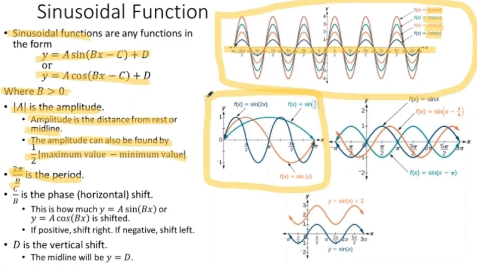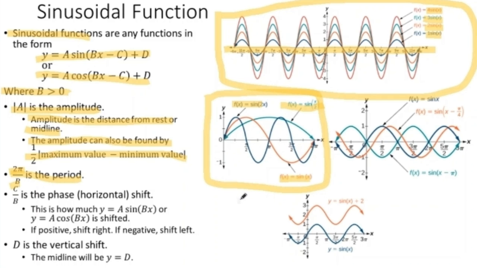If we look at the figure that I'm now circling in yellow, we can see the graph of f of x equals sine of 2x, f of x equals sine x, and f of x equals sine of x over 2. If b gets larger and larger, that's going to cause our period to shrink. So notice how the graph of sine of 2x has more oscillation within the same window compared to f of x equals sine x. And this is because the period is smaller.